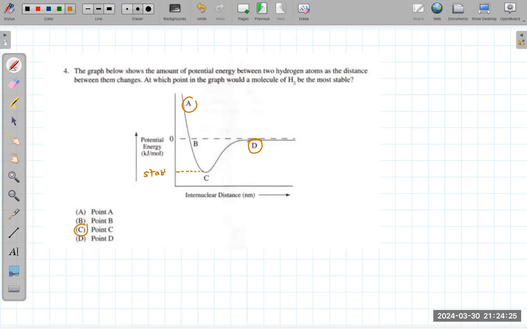So this is the most stable one because this is the minimal potential energy, so it is C. Okay, and then number 5. 5 to 8 are all together.